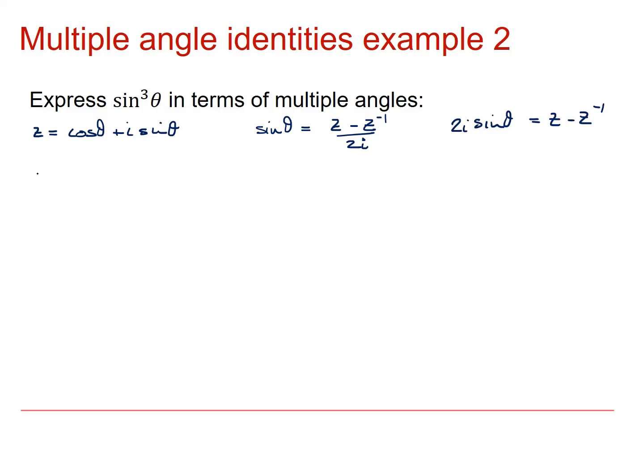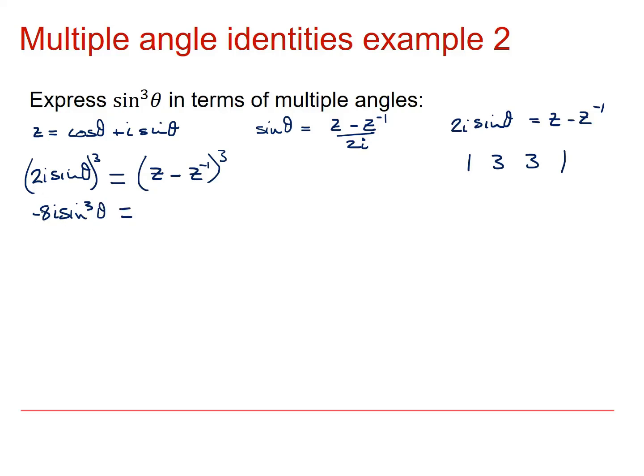Now I'm going to cube this whole thing, and you'll see why in a second. If I write 2i sine theta all cubed, I know I'm going to get something involving sine cubed, and I want an answer involving sine cubed. And that's going to be equal to z minus z to the minus 1 all cubed. This I'm going to multiply out using the binomial theorem again and Pascal's triangle, which is going to give me coefficients of 1, 3, 3, 1. And that's going to give me minus 8i sine cubed theta, because 2i cubed is 8i cubed. i cubed is minus i.